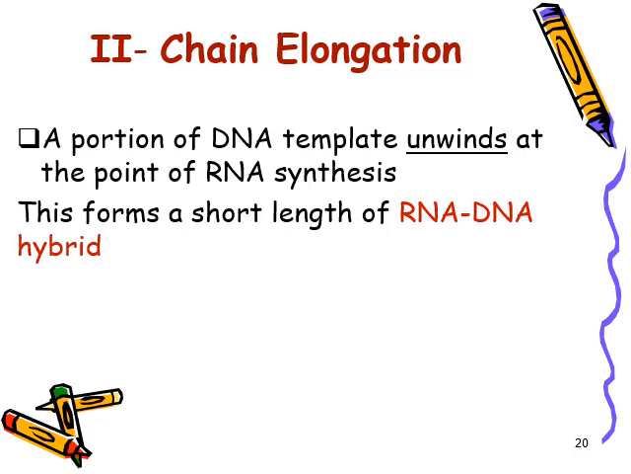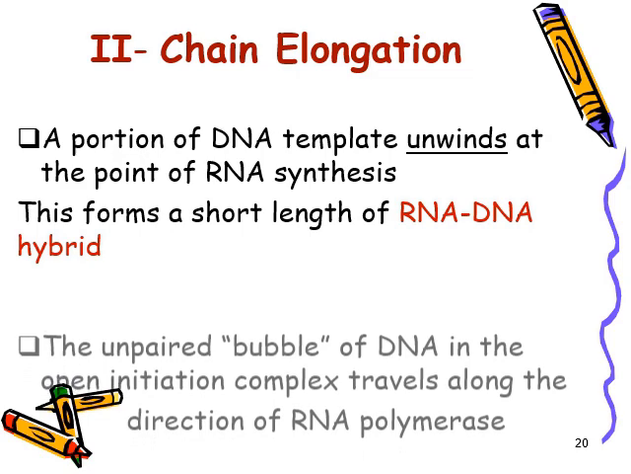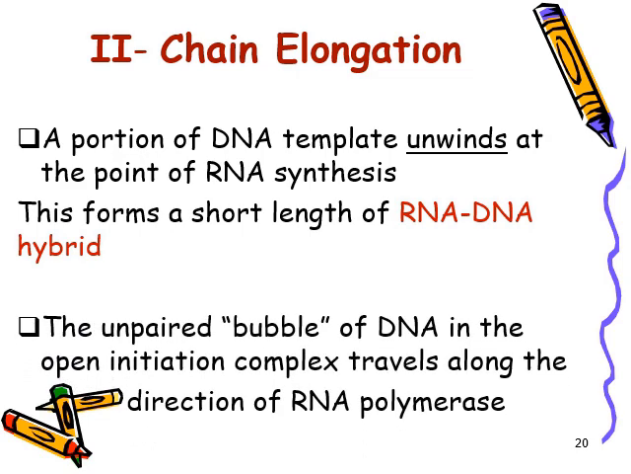This forms a short length of RNA-DNA hybrid. The unpaired bubble of DNA in the open initiation complex travels along the direction of RNA polymerase. في البداية هيحصل partial unwinding and separation للدبل strand DNA at the point of RNA synthesis. مش كل الجين هيفتح مرة واحدة، جزء بجزء.